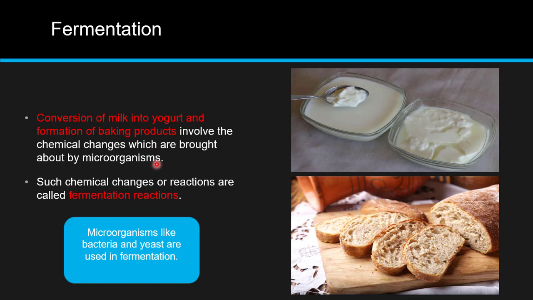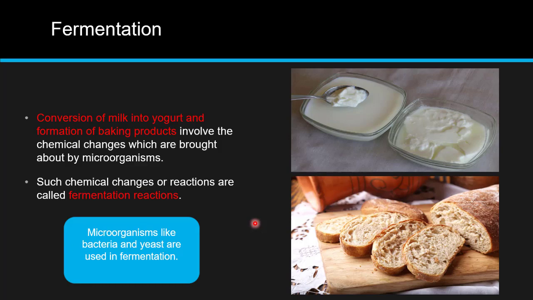Okay, so in fermentation, different microorganisms are used to do these two processes, that is conversion of milk into yogurt and also the formation of different baking products. So such chemical changes or such chemical reactions are called fermentation reactions. Now what kind of microorganisms can be used to do these two processes? Microorganisms like bacteria, which is very common, and yeast, they both are used in fermentation, in producing the baking products or in converting the milk into yogurt.